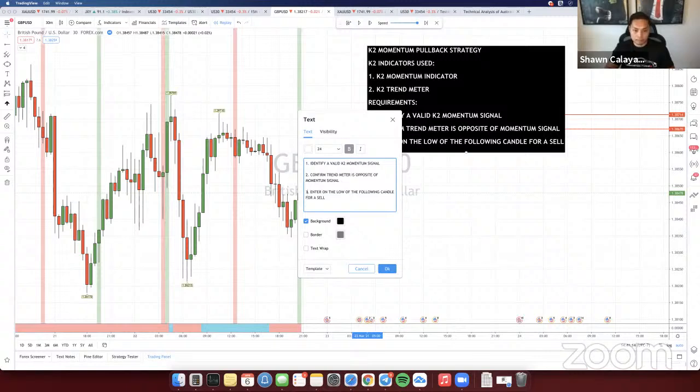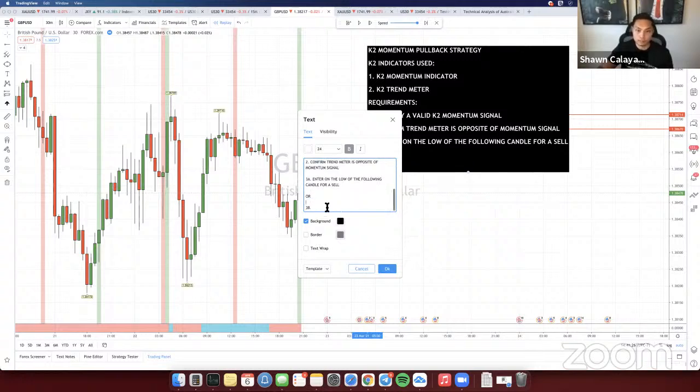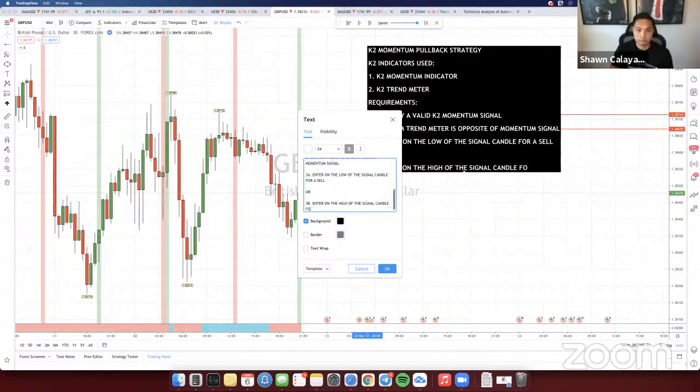I'm just going to put this there because the entries are going to be different for buys and sells. So 3A or 3B. All right, so that's 3A. 3B is going to be enter on the high of the following signal candle. Signal candle for a buy.